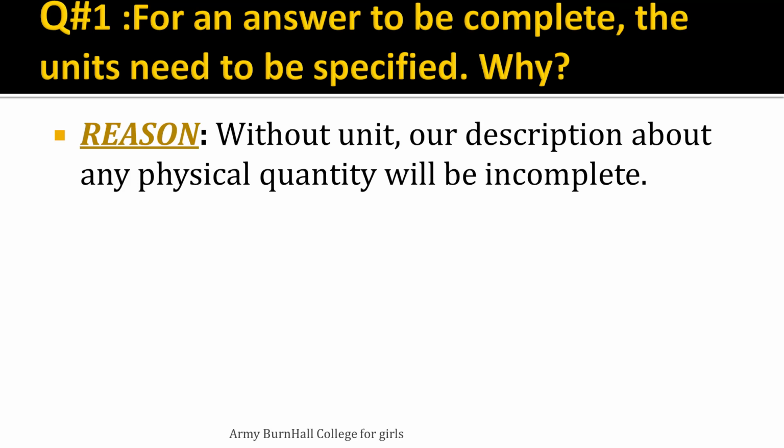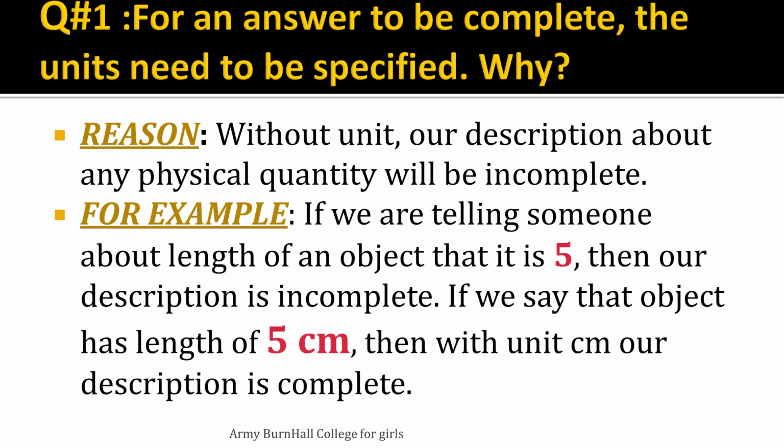So the reason may be: without a unit, the description of any physical quantity will be incomplete. For example, you can give any example related to this. If you are telling someone about the length of an object that it is 5, then our description is incomplete, because we don't know whether it is 5 meters, 5 millimeters, 5 centimeters, whatever. If we say that the object has a length of 5 centimeters, then with the unit centimeter, our description is complete.